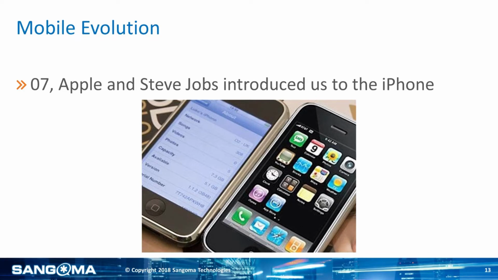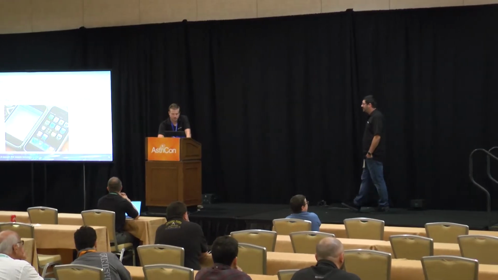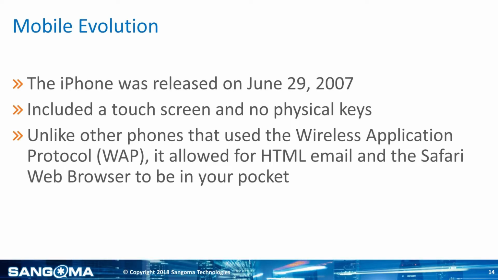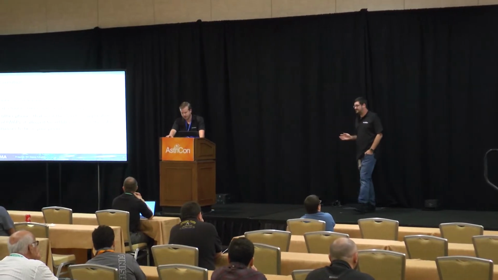And in 2007, mobile kind of changed, right? Mobile changed with the introduction of the Apple iPhone because, when it was released on June 27th, it didn't use WAP, right? It didn't use a wireless application protocol. It had a full HTML browser and email client in it, right? It also did not have any physical keys. Completely touchscreen.